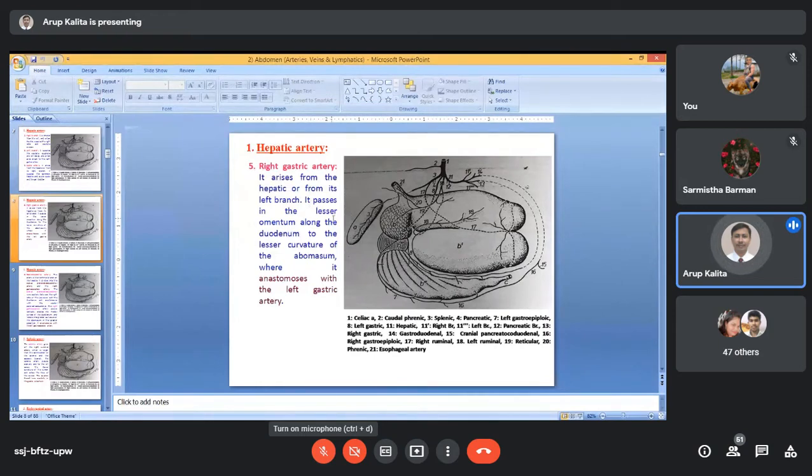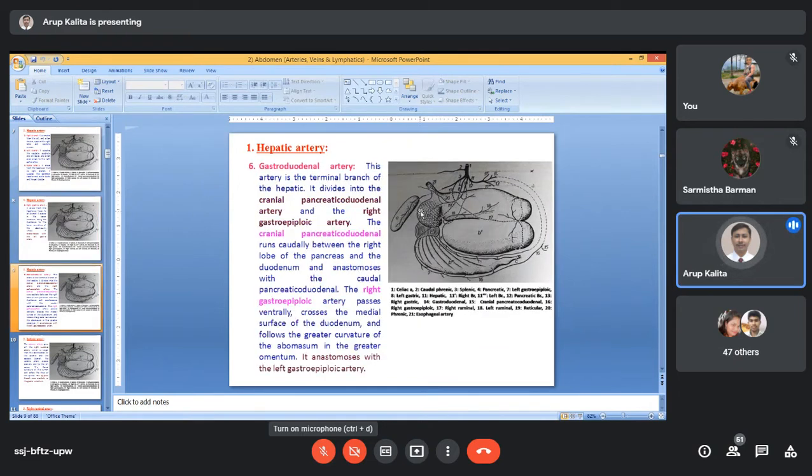It passes in the lesser omentum. This is the lesser omentum, already told you, along with the duodenum. The duodenum starts here, this is the stomach duodenal end. Along with the duodenum to the lesser curvature of the abomasum. This is the lesser curvature. It will go like this, where it anastomoses with the left gastric artery. This is the left gastric artery, number 8. So the right gastric artery is connected with the left gastric artery.